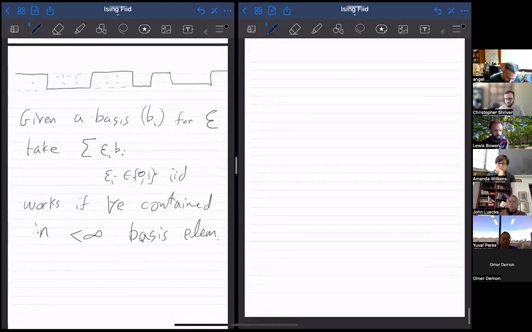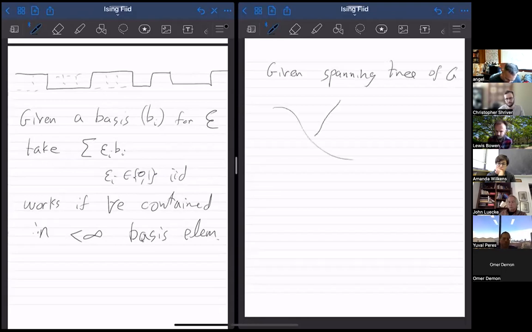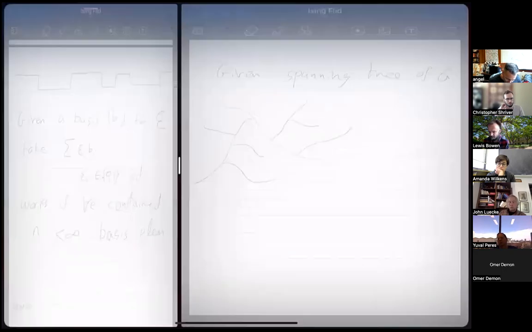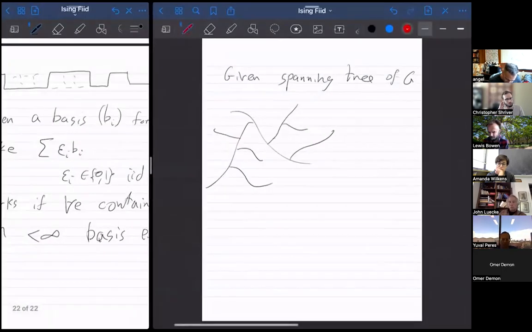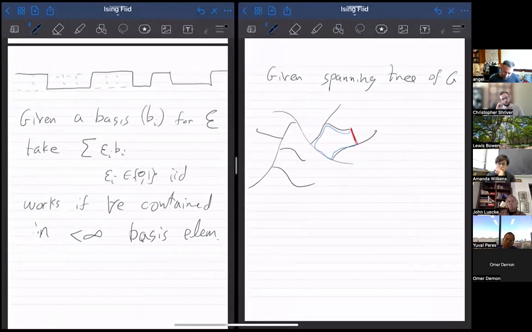So suppose I take a spanning tree. Given a spanning tree of a graph G, so you have some tree of a graph G, here's a way to get a basis for the cycle space. For every edge that is not in the tree, you can complete this edge to a cycle by going through the tree. So this gives us a basis for the elements.